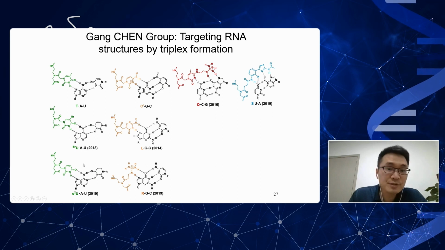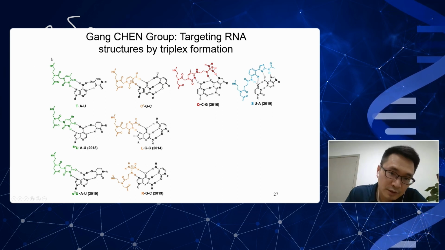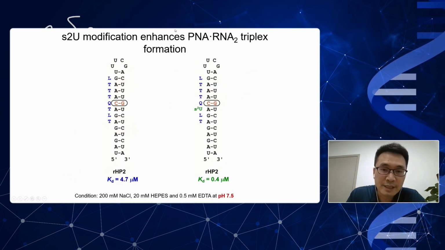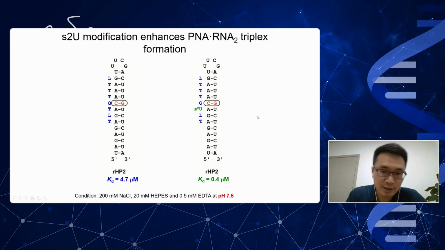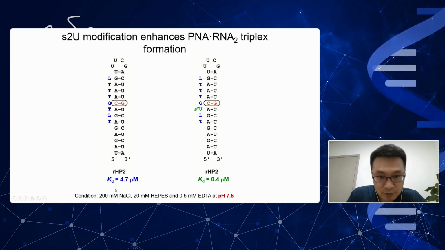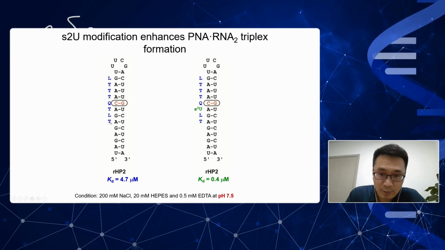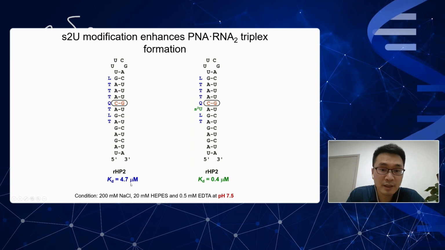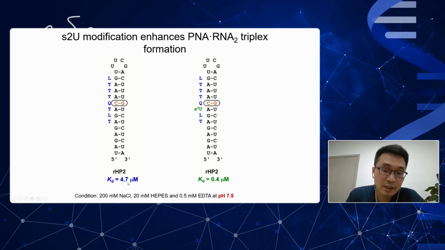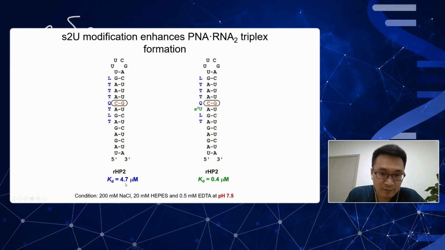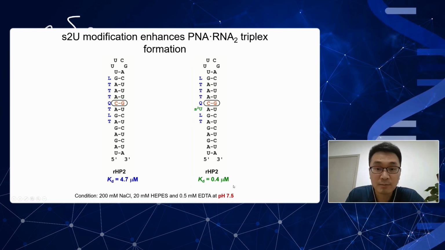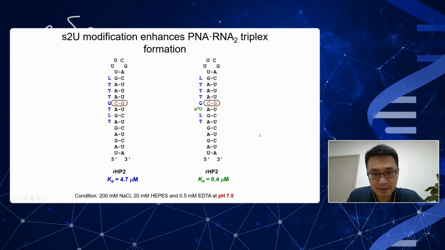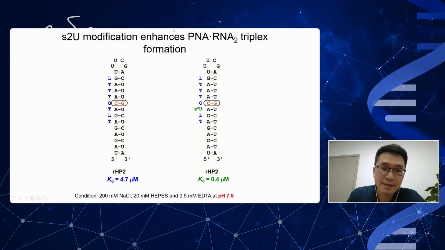And I just mentioned that you can change T into 2-thio U to enhance binding, right? We also tested what can happen if we do this in the PNA sequences. As you can see, comparing the sequence on the left and the sequence on the right, the binding can be enhanced by tenfold, like the KD value goes from 4.7 to 0.4 micromolar. So by changing T to 2-thio U, we can see significant enhancement of binding.